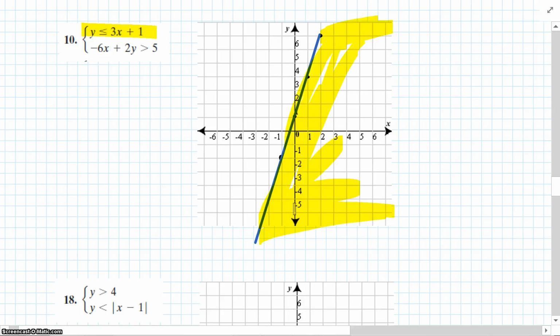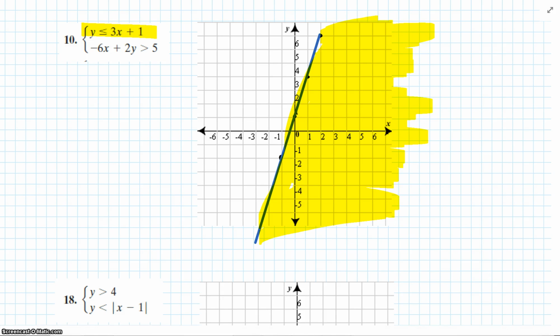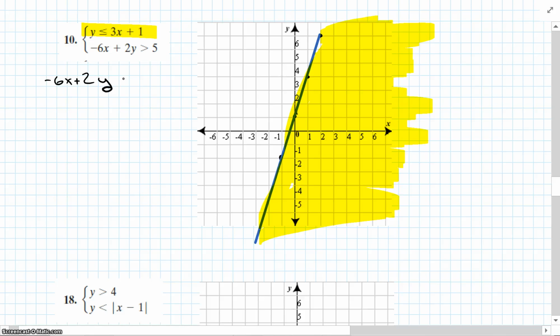Alright, the next equation isn't set up in slope-intercept form, but not a big deal. All we got to do is set it in slope-intercept form. So let's look at it. Negative 6x plus 2y is greater than 5. So let's add 6x to each side. So I get 2y is greater than 6x plus 5. Divide everything by 2. Y is greater than 3x plus 5 over 2.